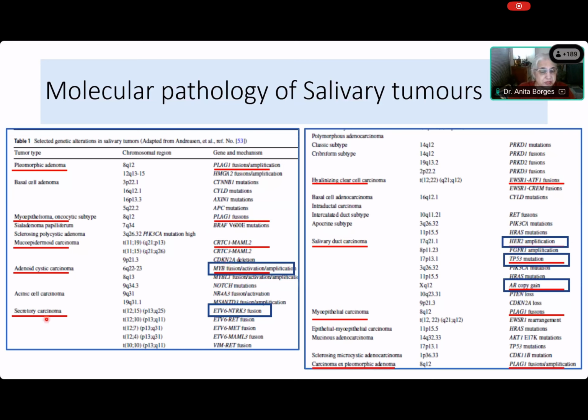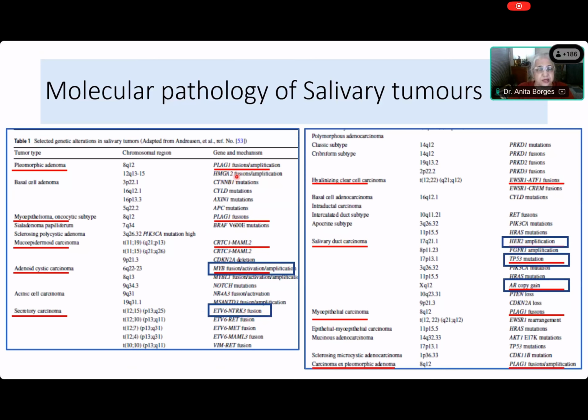Yes, I told you about secretory carcinoma, and there is a fusion. The most common one is ETV6-NTRK3. You can get other fusions as well, but since this is common, there's an antibody against the NTRK3 protein, and therefore we use it in our labs. There is nothing that you can use for pleomorphic adenoma.